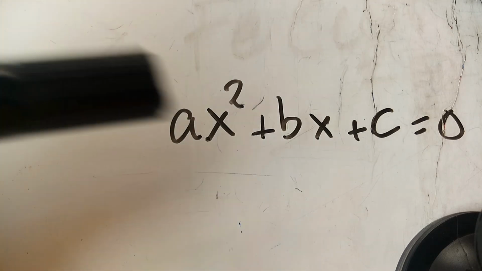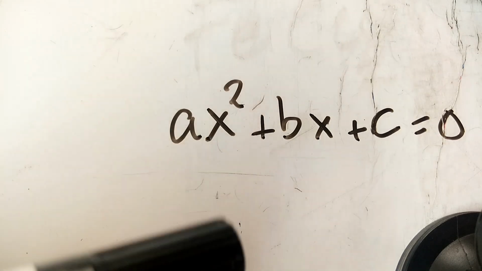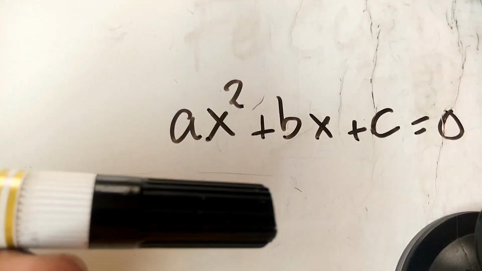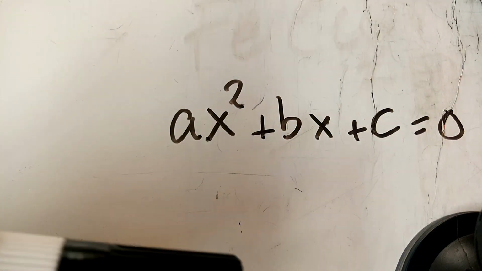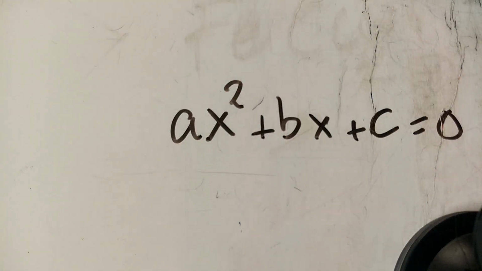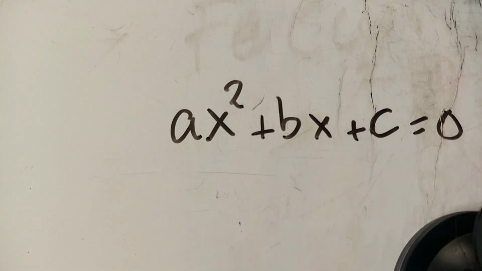So x is the unknown quantity, and solving a quadratic equation involves finding the values of x which satisfy this simple equation. The values which satisfy the equation are known as the roots of the equation. So when we're solving this quadratic equation, once we find the values of x, those are simply the roots.